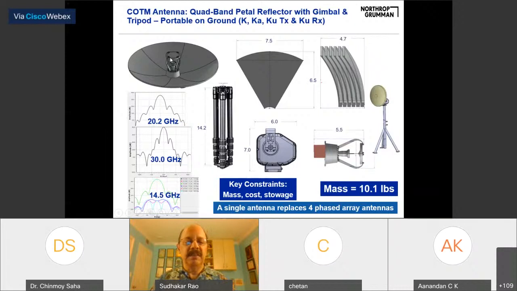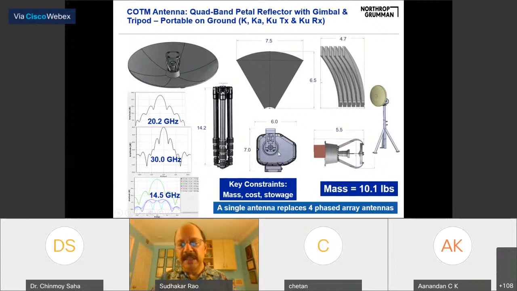So we use F over D of 0.25 to 0.2, so to reduce the whole envelope. And so it actually supports 4 frequencies: Ku transmit at 14 gigahertz, Ku receive at 15 gigahertz, and K band transmit and receive at 20 gigahertz, and Ka band receive from satellites at 30 gigahertz. So all 4 frequencies are supported by the feed and its components. So you can see the patterns actually at 20, 30, and 14.5.